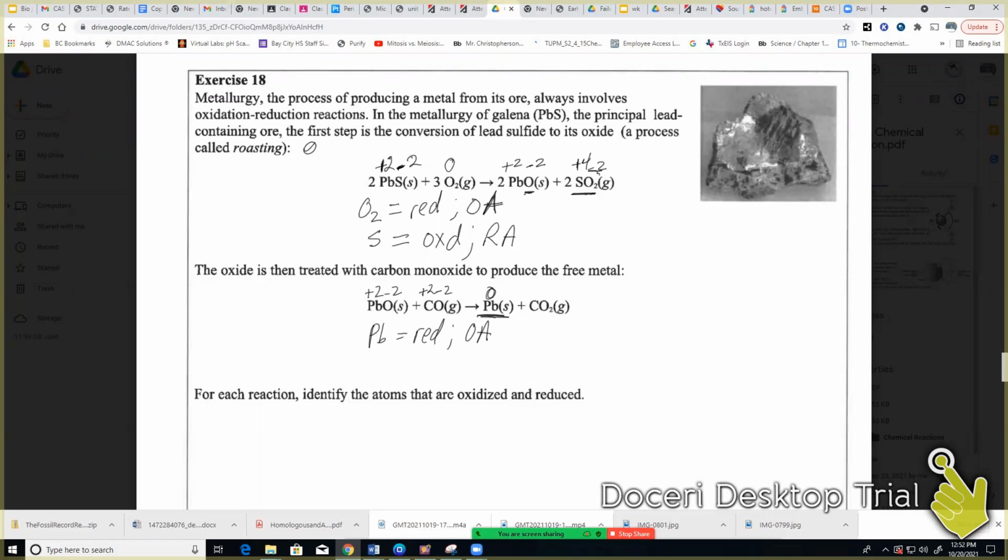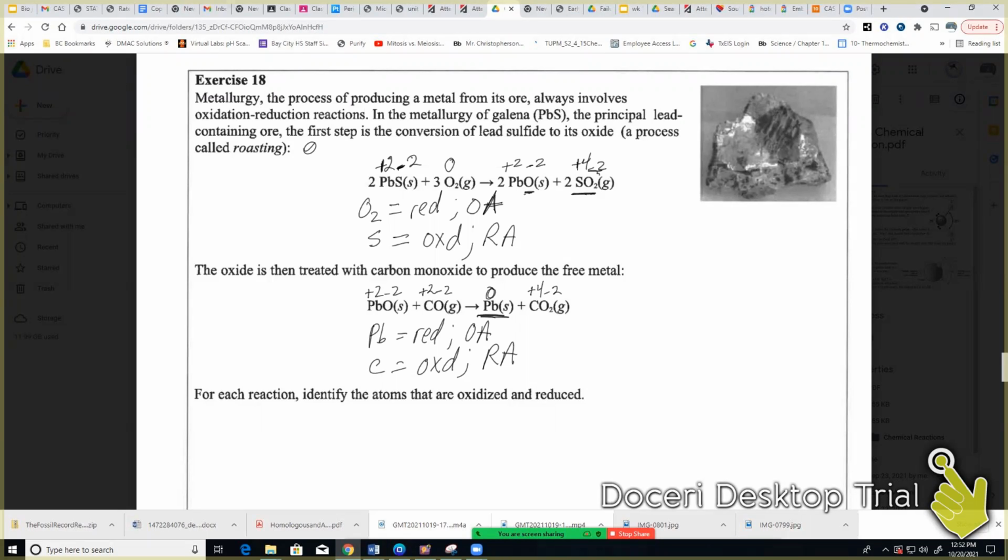And then, what else do we have changed? Well, we know my oxygen didn't change, did it? Over here, it's minus two and I have two of them. So what would my carbon have to be? Plus four, exactly. So my carbon went from two to a four. So it's oxidized and that would be my reducing agent. So how do we feel about that? Okay with it? Okay.